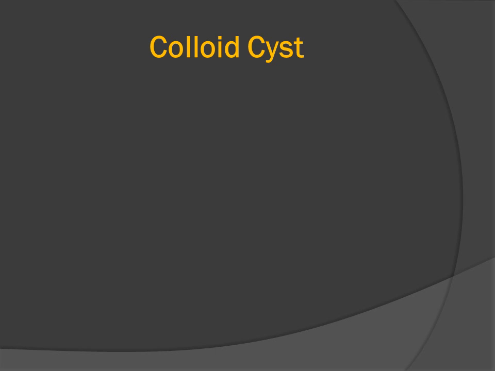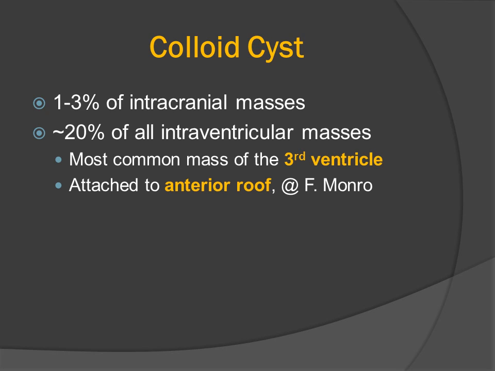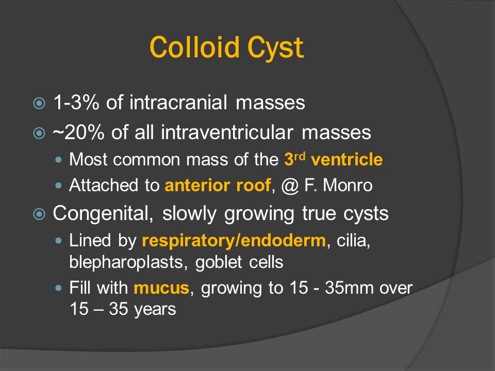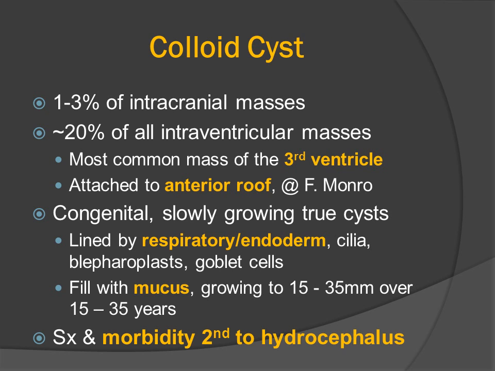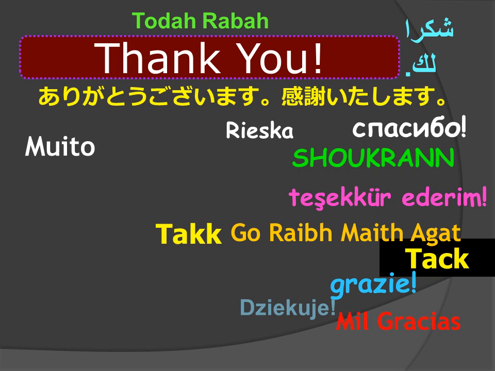So this is cysticercosis. So in summary, the colloid cyst is an uncommon intracranial mass lesion. It represents about 20% of intraventricular masses and is almost always located in the anterior third ventricle. Although slowly growing congenital lesions, they can fill with mucus, which may produce obstructive hydrocephalus, and in some cases can lead to acute, sudden decompensation, herniation, and death of the patient.